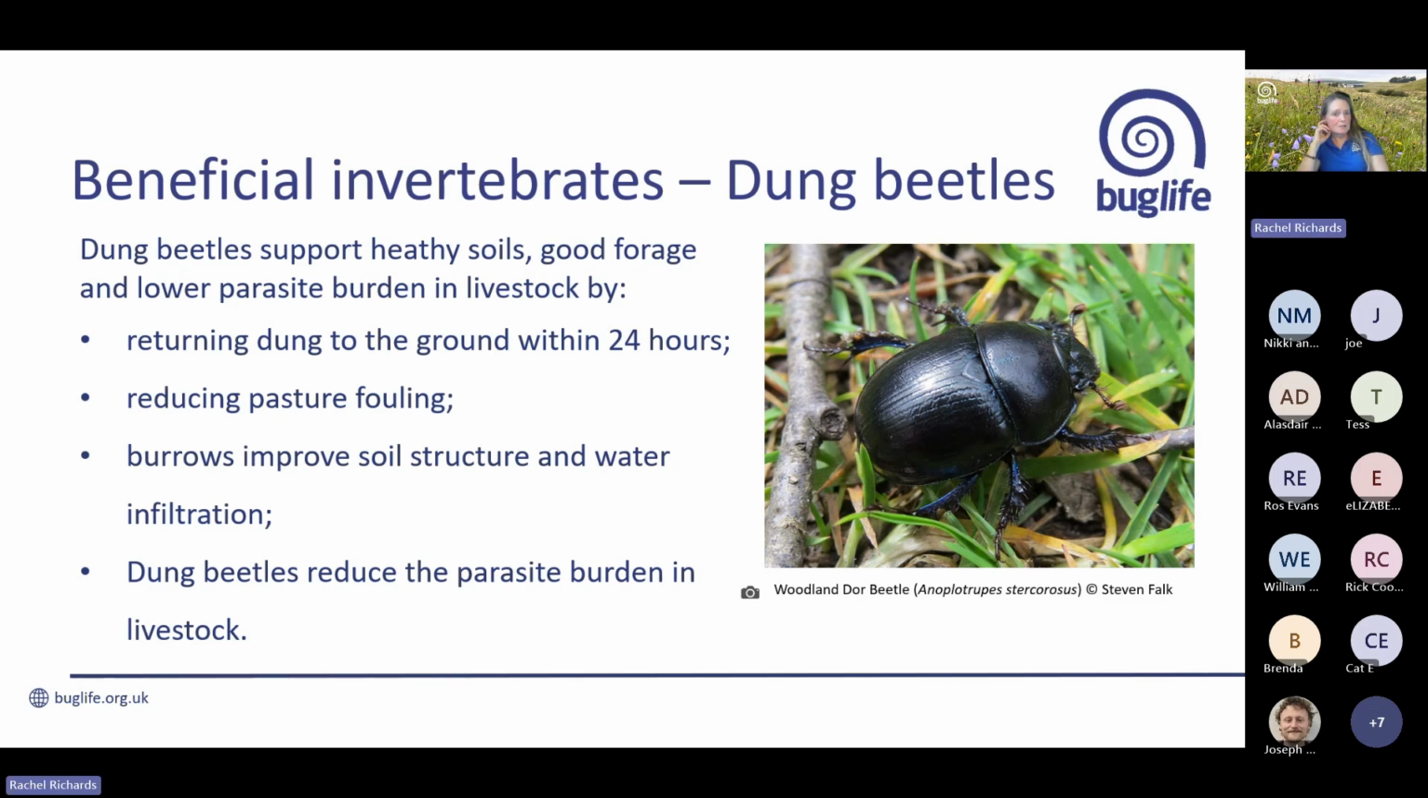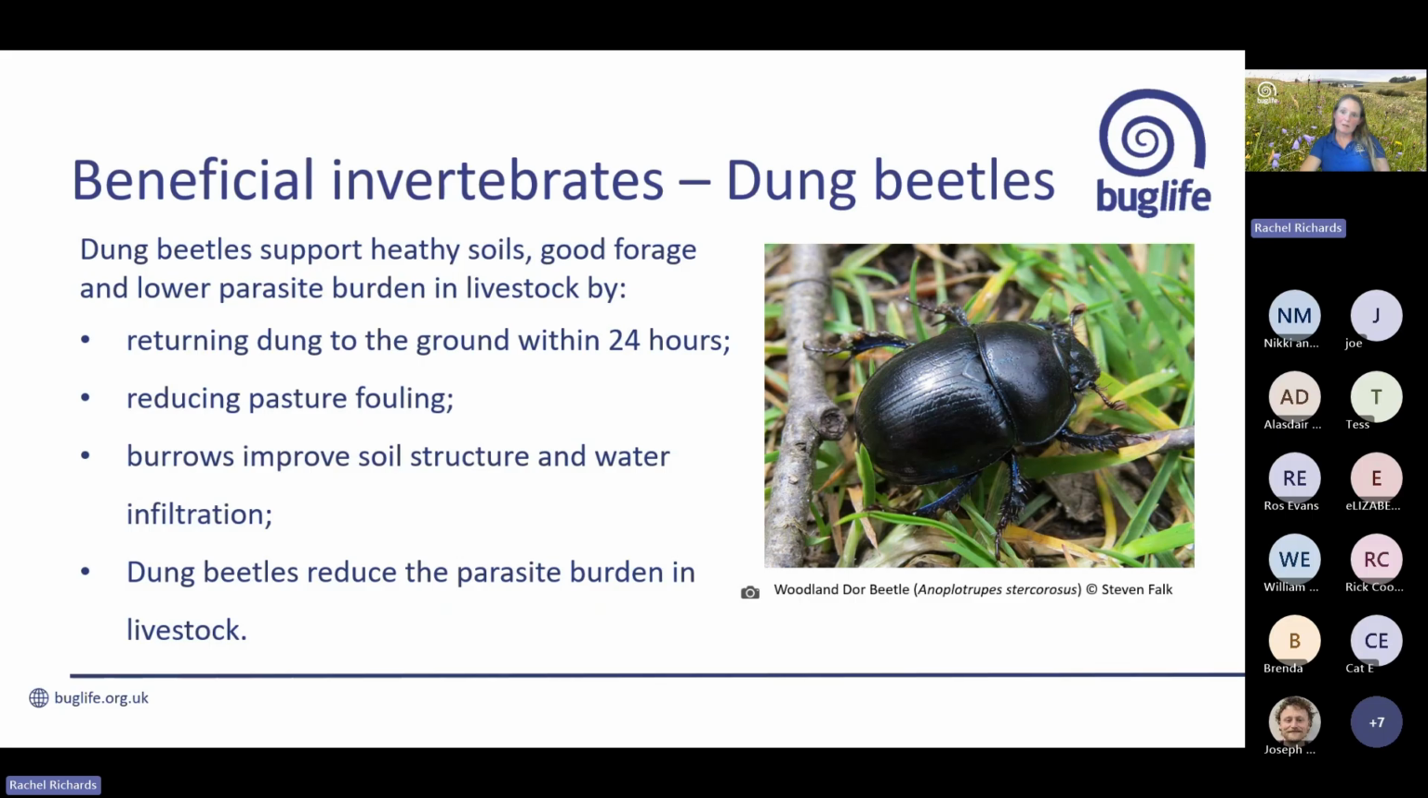So what dung beetles do is, in good pasture conditions, they will actually return the dung to the ground in 24 hours. So they dig down through the dung, they can go down to about 1 meter in depth. So their tunnels, they're kind of mixing the soil, they're taking the dung down, and the tunnels mean that water drains, that nutrients move around. So they're really, really beneficial for the soil health, but they're also reducing the fouling. And then that structure, like I've said, increases water infiltration. And they also reduce the parasite burden in livestock. So they do that a number of ways.